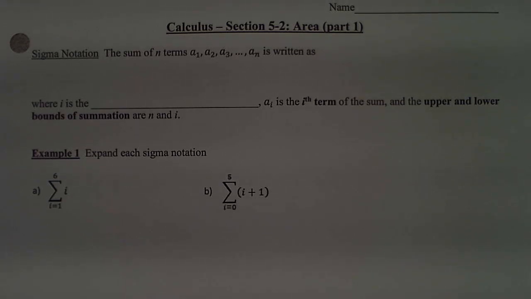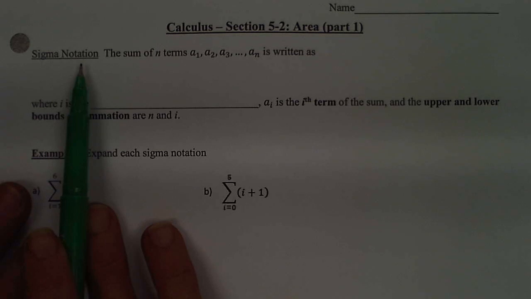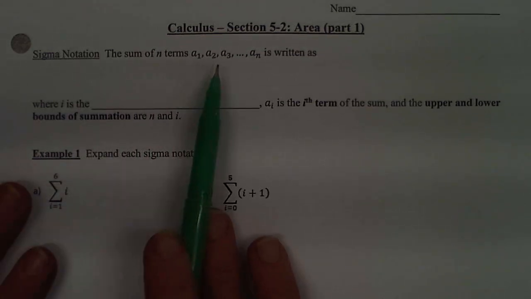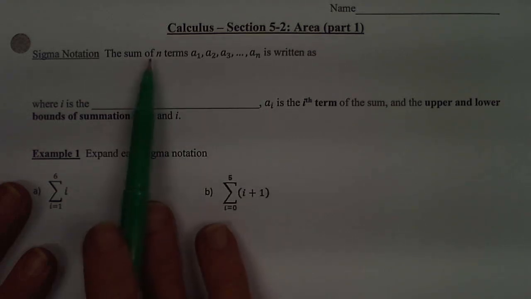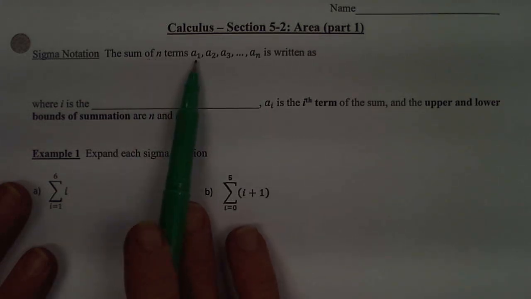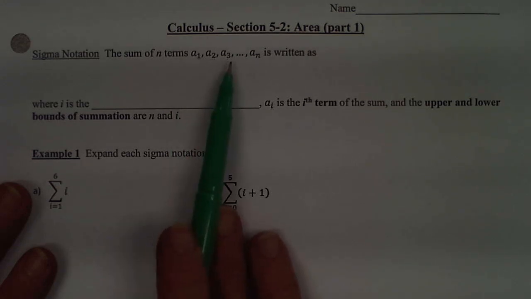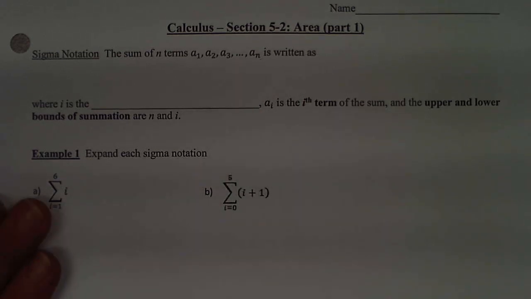The first of these basics that we're going to take a look at is something called sigma notation and summations. For sigma notation, it's the sum of n terms: a sub 1, a sub 2, a sub 3, all the way out to a sub n. Here, the sub 1, sub 2, sub 3 just represents the first term, the second term, the third term, all the way out to the nth term. And this is how we're going to write it.